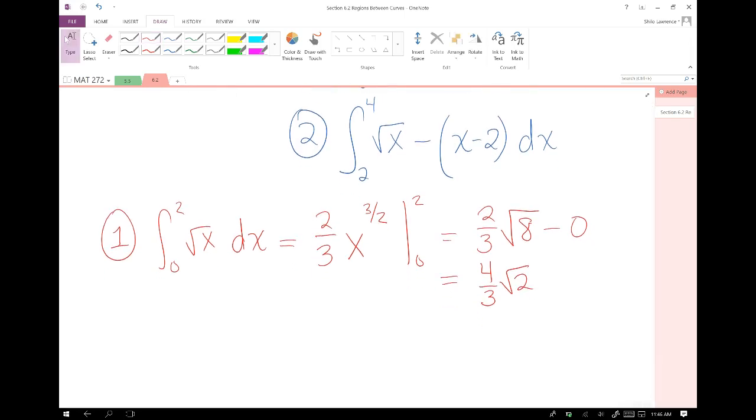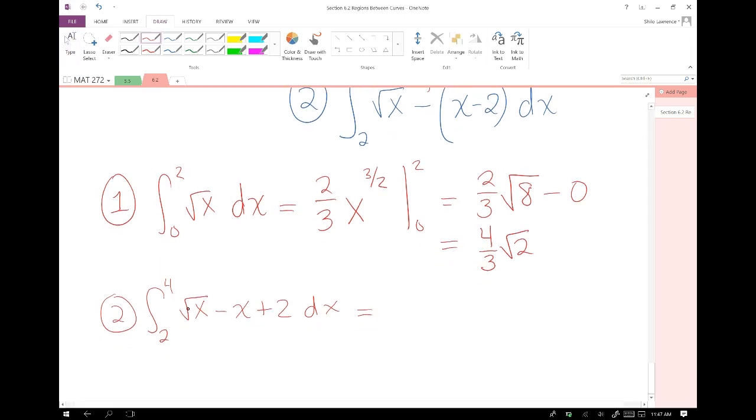Now for region 2, we're going to have to go ahead and distribute that minus so that we can work that one out. So this is the integral from 2 to 4 of square root x minus x plus 2. Now again, if you did not put that second function in parentheses, your minus there would not have turned to a plus, and you would get the wrong answer. So be generous with your parentheses. An extra set of parentheses would not hurt.